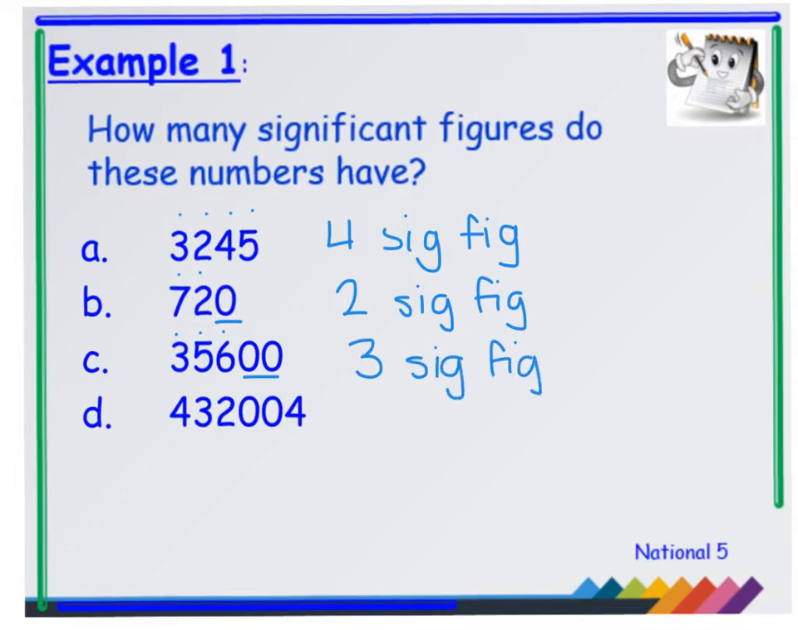And this one here has got 1, 2, 3, it's got 2 zeros there, but they're not at the end of the number. Look, they're trapped there between that 2 and the 4. So these actually do count. They could just be any other old numbers, in fact. So we've got 1, 2, 3, 4, 5, 6 significant figures here. So remember, zeros at the end don't count, but if they are trapped in between a number, these do count. So these are significant.